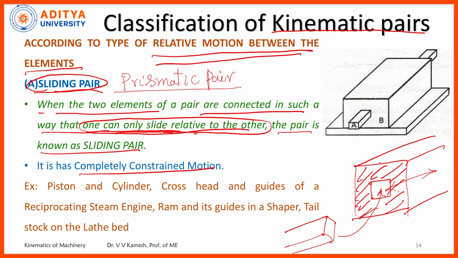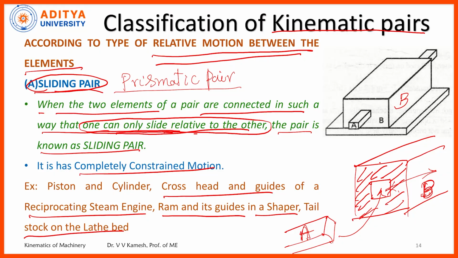That means, if this is B and the bar is A, then the piston and the cylinder, the crosshead and the guides of a reciprocating steam engine, the ram and its guides in a shaper, and the tailstock on a lathe bed all will move only in one direction like this. And what is the action? Sliding. So, you can make only sliding, right.